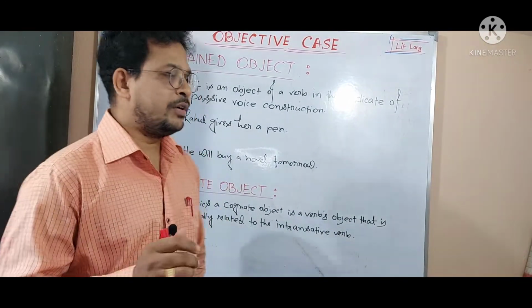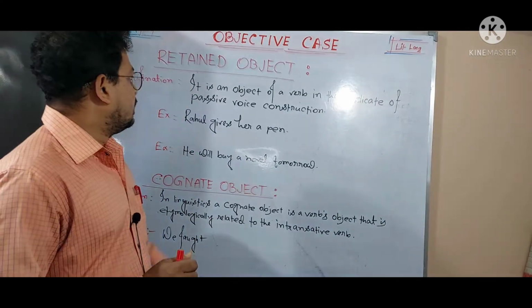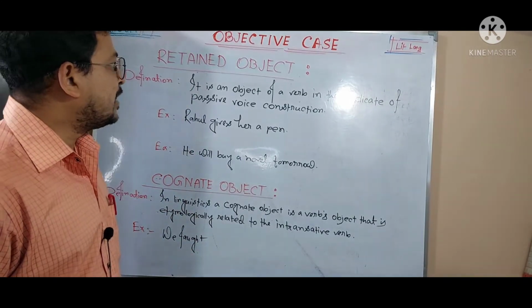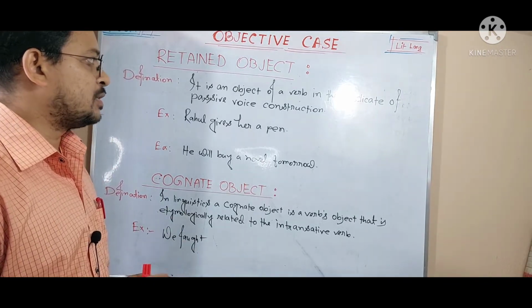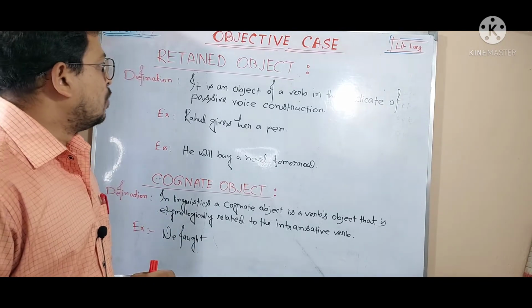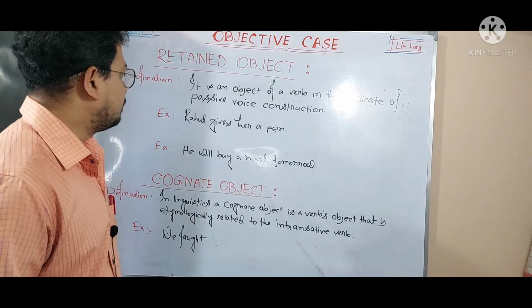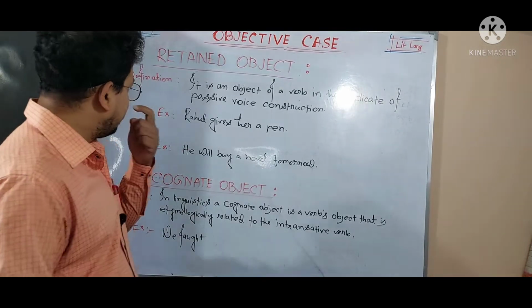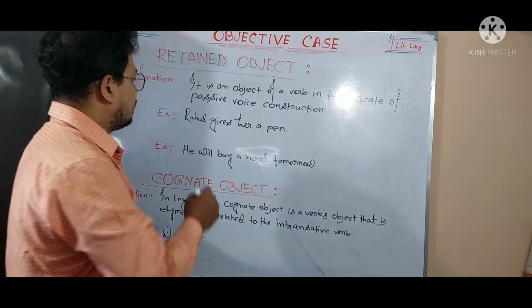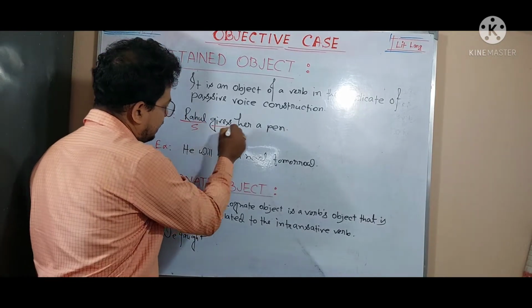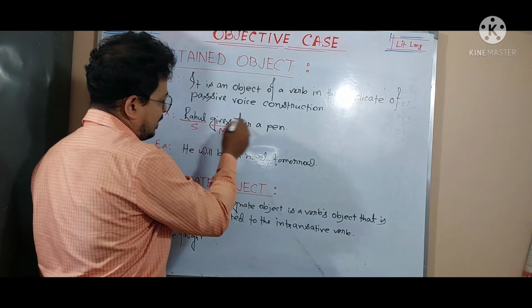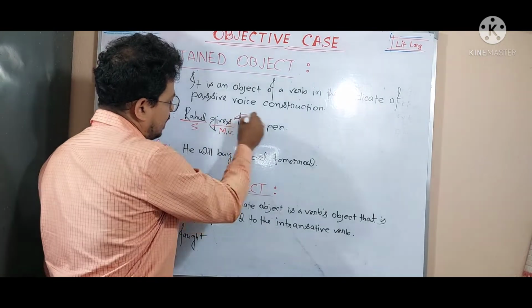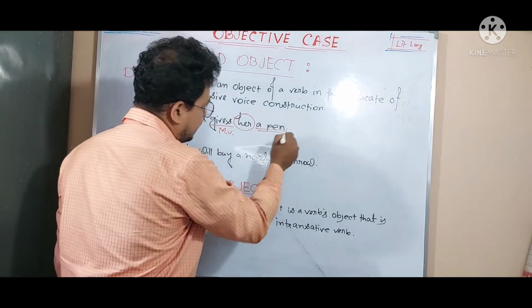At first you have to know what a retained object is. The definition of a retained object: it is an object of a verb in the predicate of a passive voice construction. So it is an object. See here, I have given one example: Rahul gives her a pen. Rahul is the subject and gives is the main verb. So to whom has Rahul given, and what has been given?